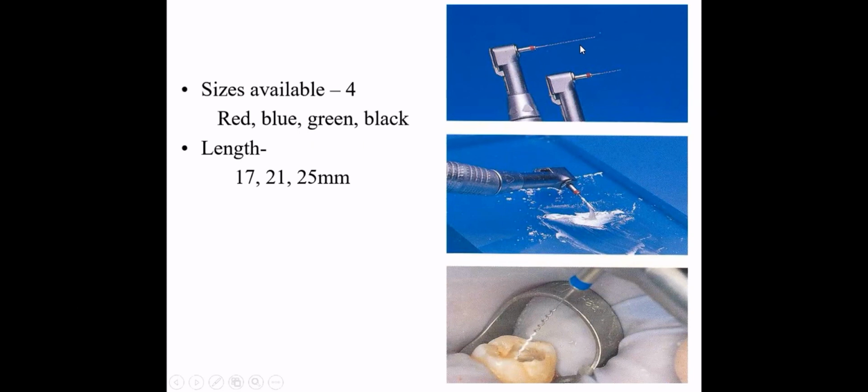It's kind of a thin spring type, and it is available in different sizes like red, blue, green, and black. Red is for 25, blue is for 30, and it goes on. And it's available in 17, 21, and 25 mm. So this is a rotary lentulo spiral where you can load the material into the lentulo spiral, slowly place it into the canal, and slowly switch it on so that it will start coating onto the walls of the root canal.